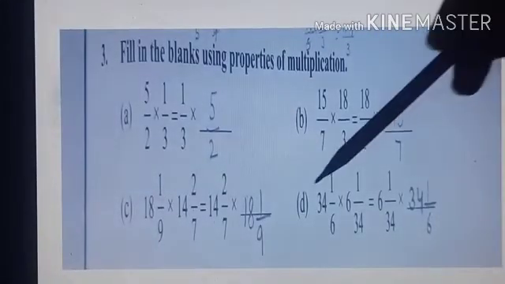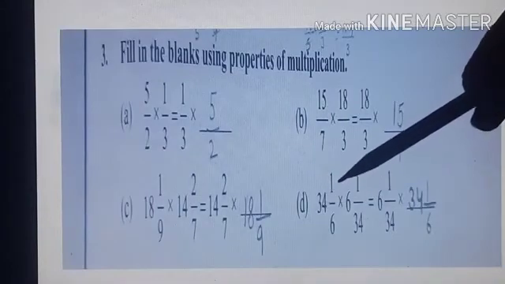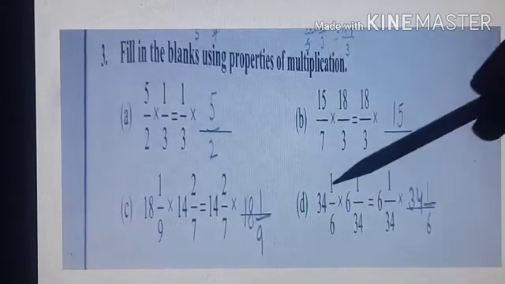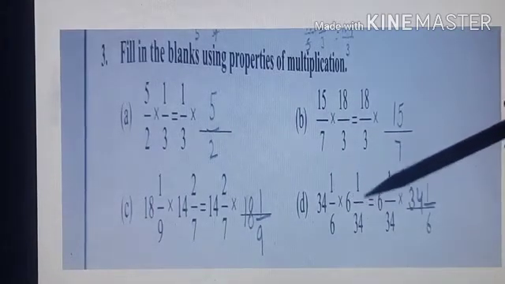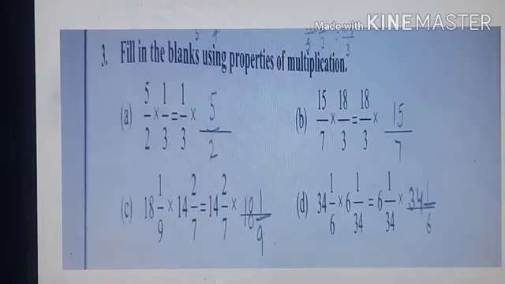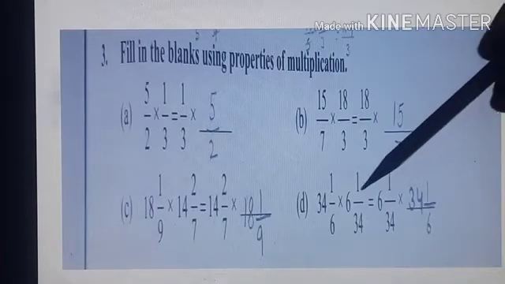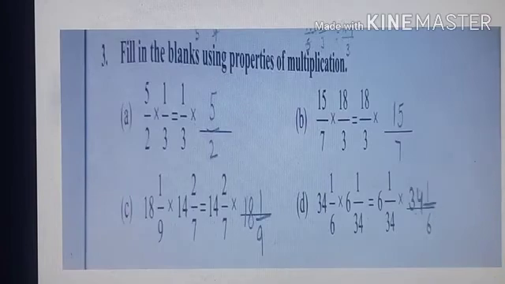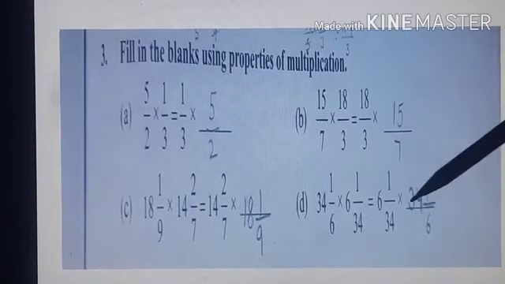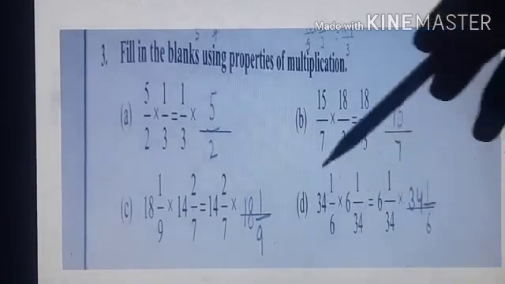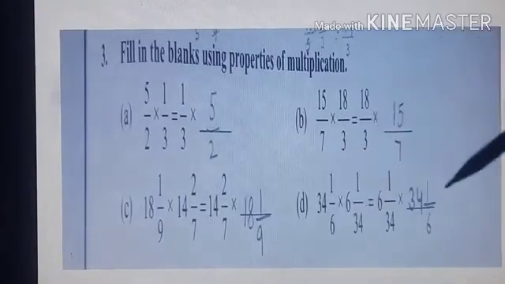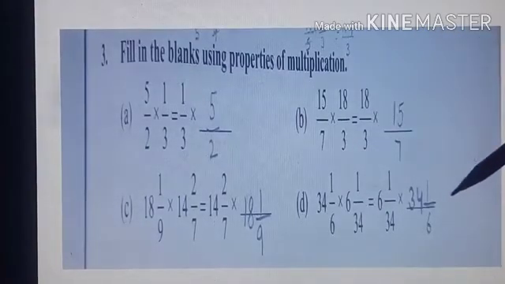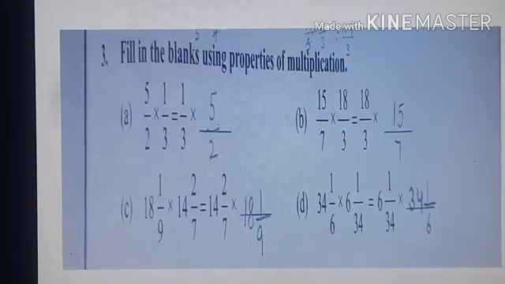Right? And D part: 13 whole 1 upon 6 multiply by 6 whole 1 upon 34 is equal to 6 whole 1 upon 34 multiply by, what is missing here? 34 whole 1 upon 6. So it will be written in the fill-up. Understood? Very good.